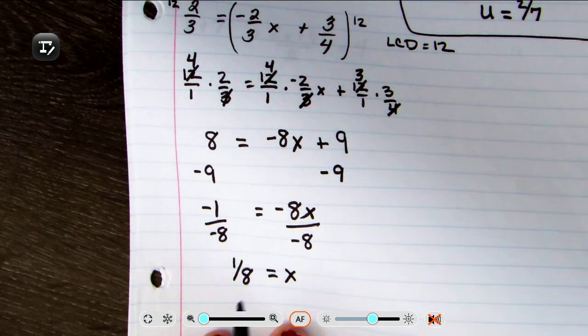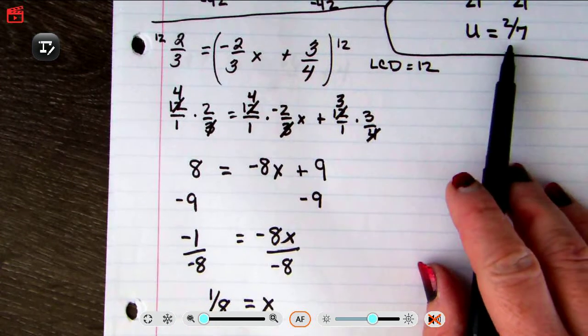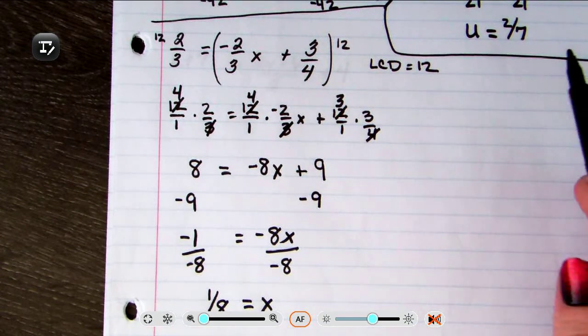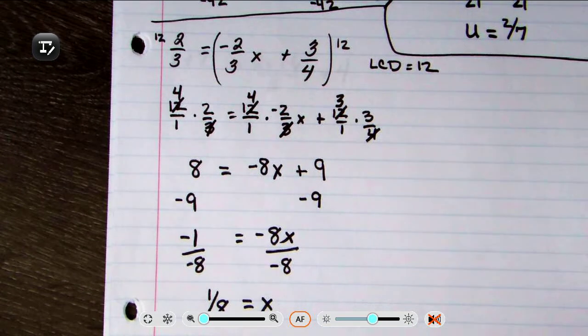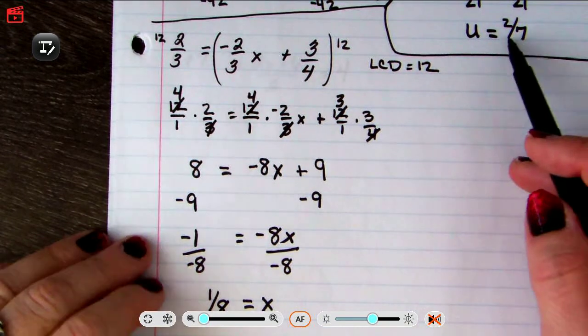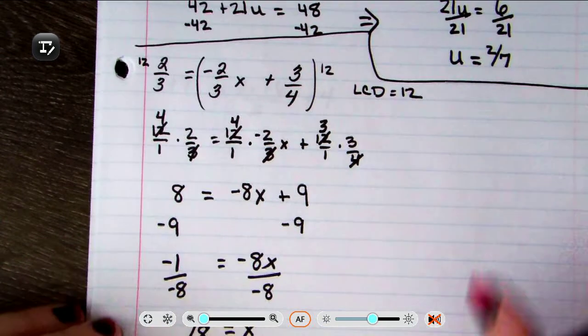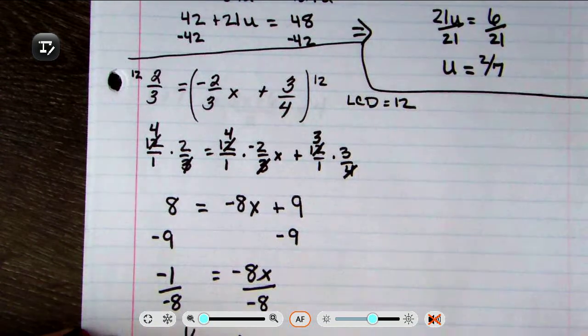I usually leave my answers in fraction form as opposed to decimals because they will be more accurate. 2/7 in its decimal form goes on and on forever. I know 1/8 does not, but 2/7 is more accurate in its fraction form.